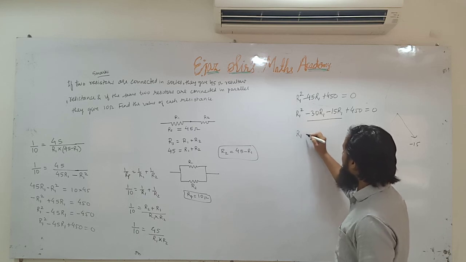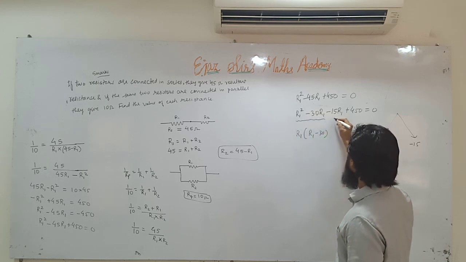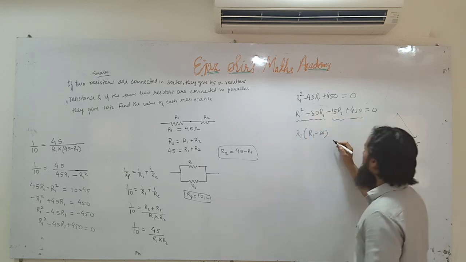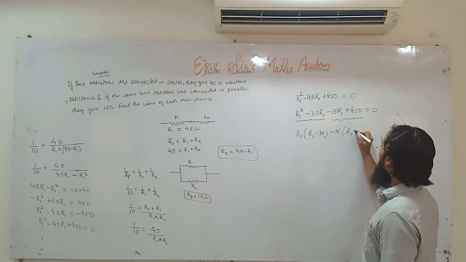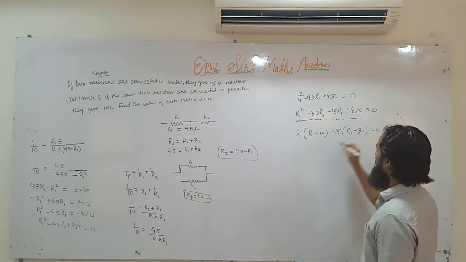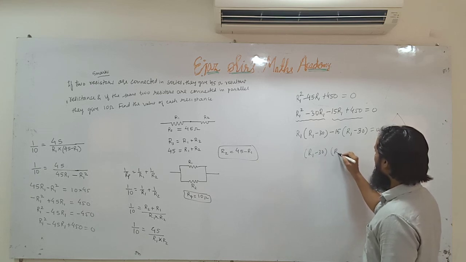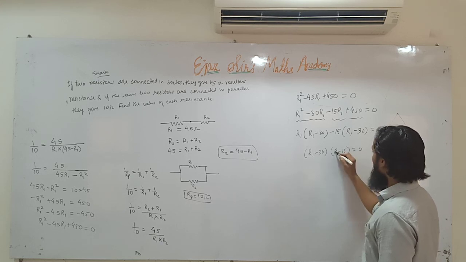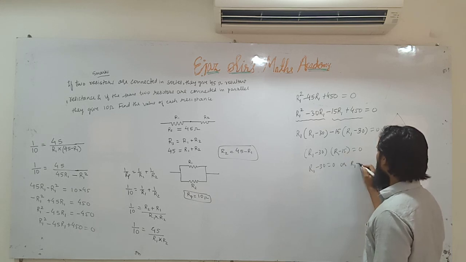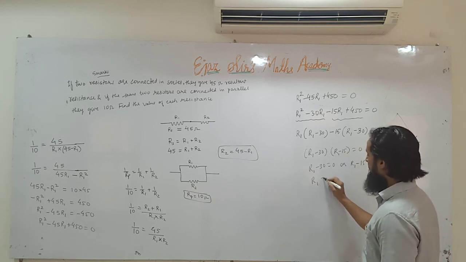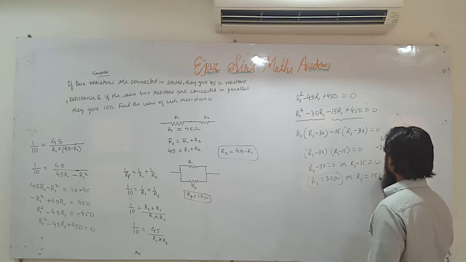Now R1 will be taken common. In brackets it will be R1 minus 30. These two and this two will be paired up. R1 minus 30 and minus 15 will be outside. It will be R1 minus 30, R1 minus 15 is equal to 0. So we can say R1 minus 30 is equal to 0 or R1 minus 15 is equal to 0. So R1 may be 30 ohm or R1 may be 15 ohm.